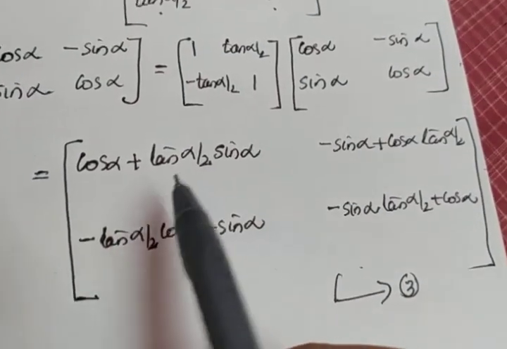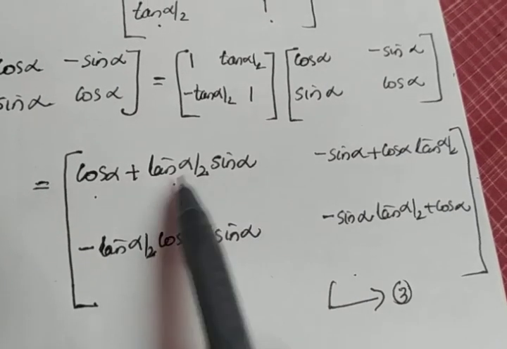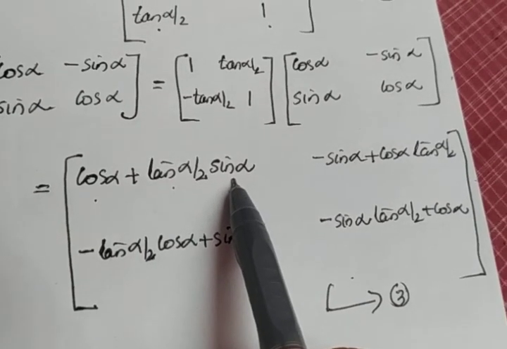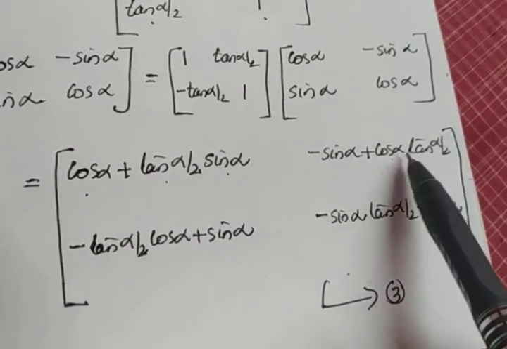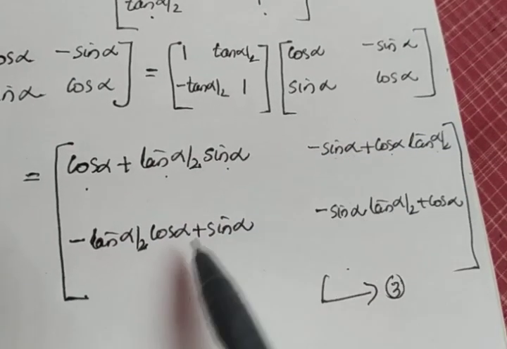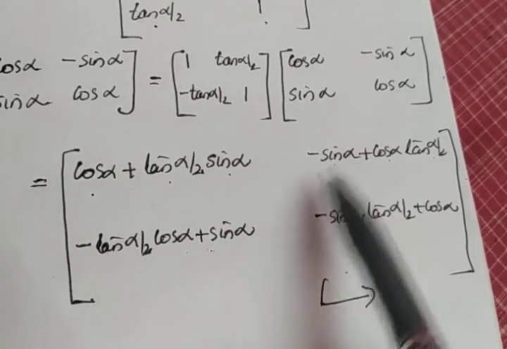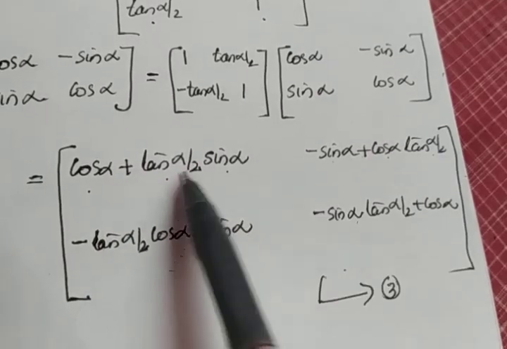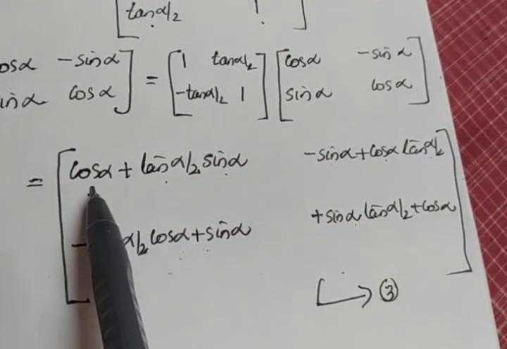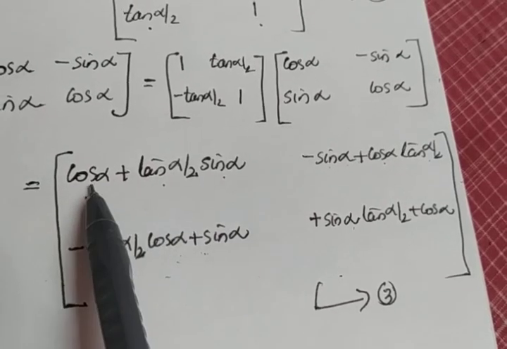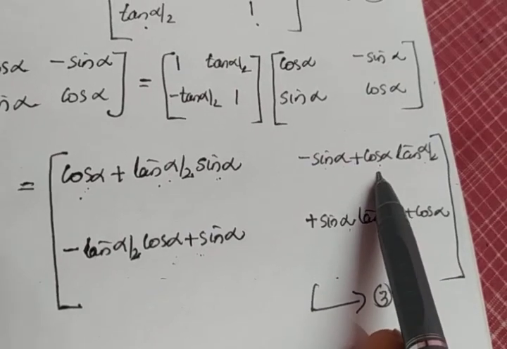We will take term by term. Look at the matrices closely. Cos alpha plus tan alpha by 2 sin alpha is the term here, isn't it? So the same term repeats. In the same way, cos alpha tan alpha by 2 minus sin alpha is the same here also. So again the term repeats. These two terms are the same. These two terms are the same. It is plus sin alpha. So what we have to do is just simplify two values: cos alpha plus tan alpha by 2 into sin alpha, and this term.